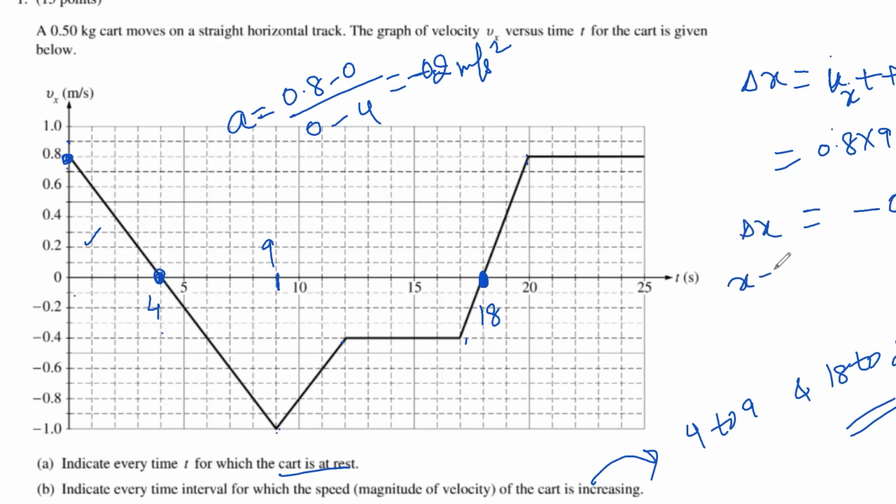Now we can write delta x as x minus x naught equal to minus 0.9. So from here x is equal to x naught minus 0.9. So x naught here is the position at t is equal to 0. So that position is 2 meters. So 2 minus 0.9, so it is 1.1 meters. Now let's move on to the next part.